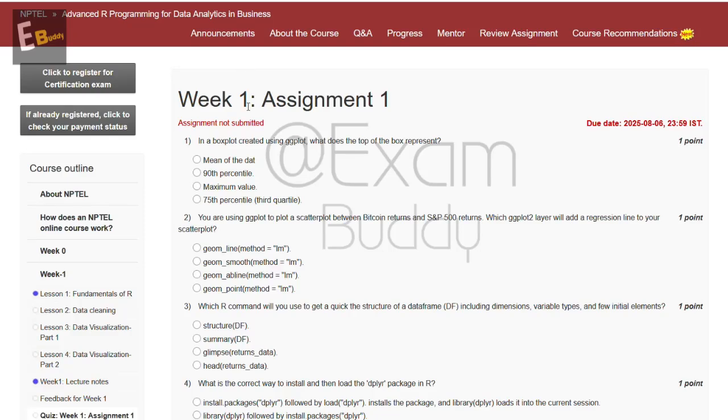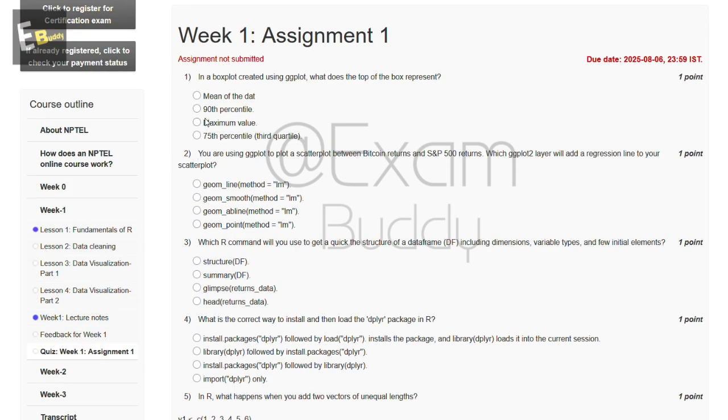Now let's do our assignment, Advanced R Programming for Data Analytics in Business, Week 1 assignment 1. The first question is: in a box plot created using ggplot, what does the top of the box represent? So these are the options: mean of data, 19th percentile, maximum value, 75th percentile, third quartile. So the answer of the first question is D, 75th percentile.